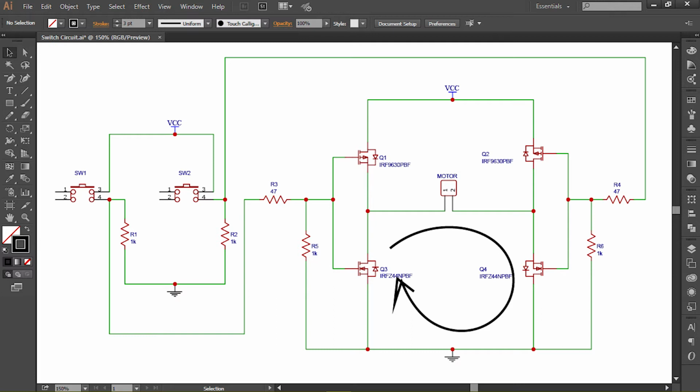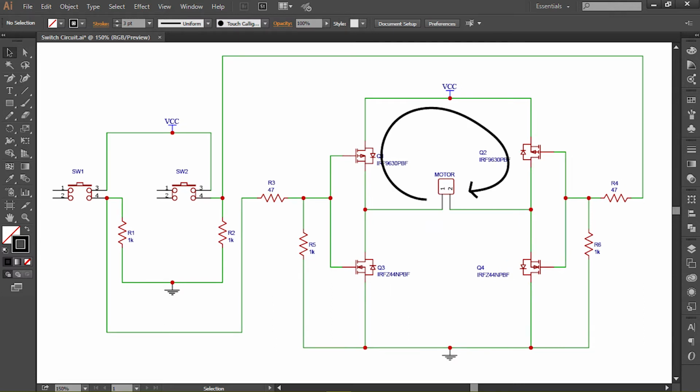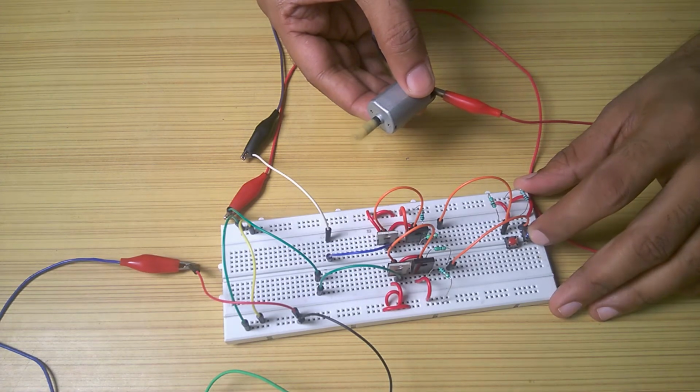The braking mode will apply brake to the motor's rotation and stop it. When the circuit is in braking mode, the motor's inductance can discharge before it starts charging again. Now back to the circuit.